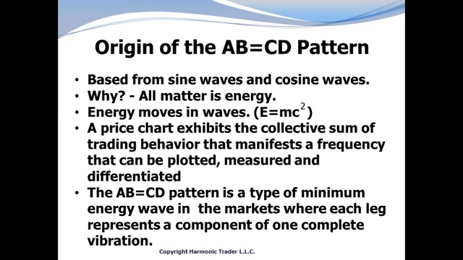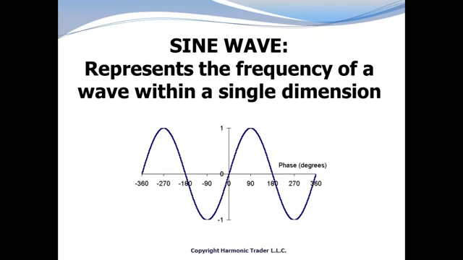Although this is beyond the discussion that we need for the markets, it simply relates to the fact that a price chart exhibits the collective sum of trading behavior that manifests a frequency that can be plotted, measured, and differentiated. The ABCD pattern is a type of minimum energy wave in the markets, where each leg represents a component of one complete vibration.